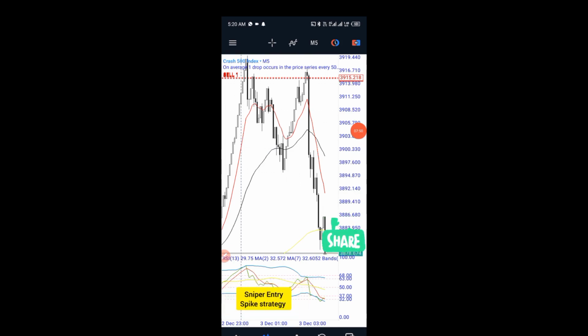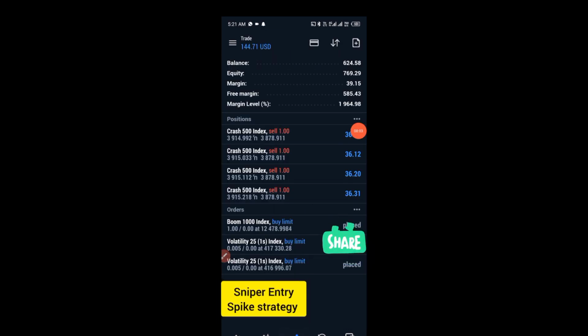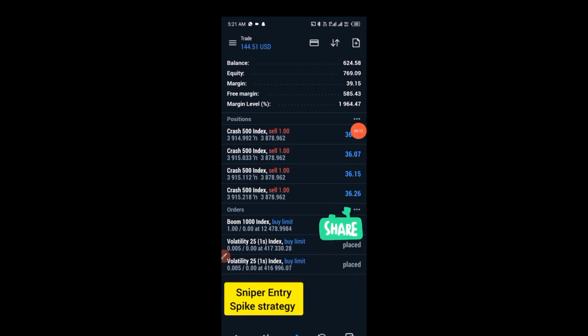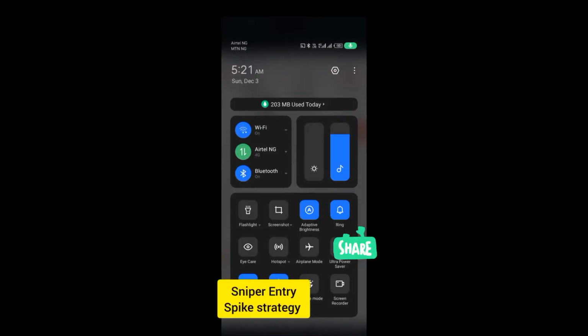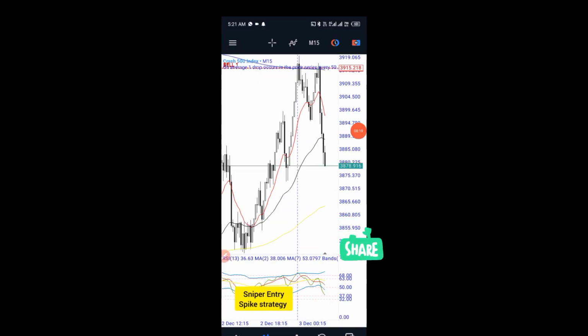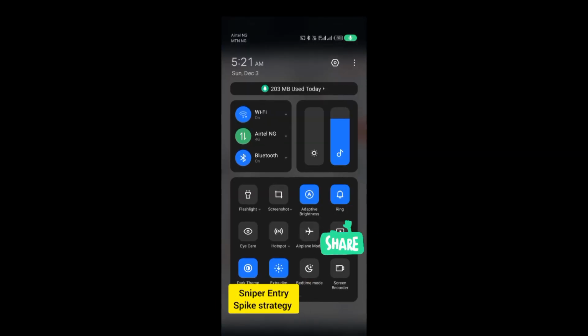You can see that I have little or no drawdown. We've gotten another spike. See just how many sniper entries, it's not even up to 2 pips. So that is what we call the sniper entry strategy, on how you can use the TDI to trade spike.